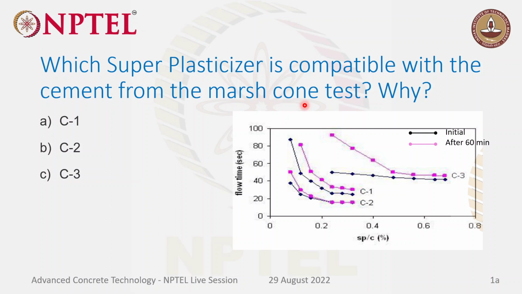And here the black line indicates the flow measured immediately after mixing, initially. The same paste is kept on hold for an hour, and after 60 minutes the same test is done again. So here in the x-axis the SP dosage is kept on increasing, and with respect to that we have measured the flow time.